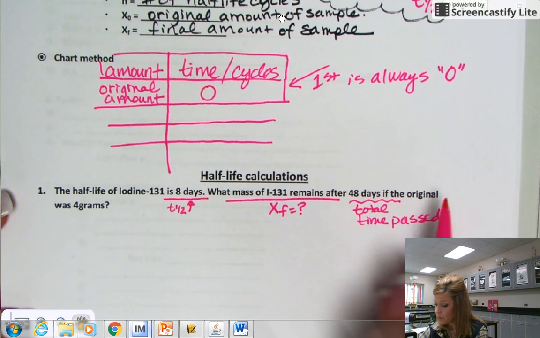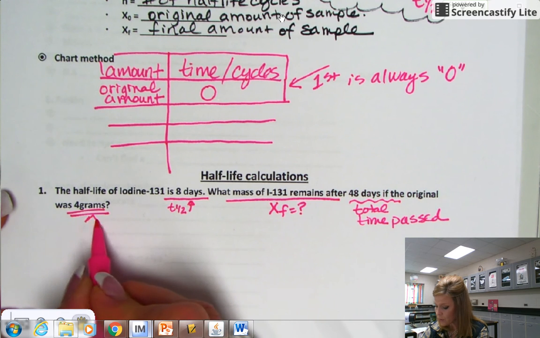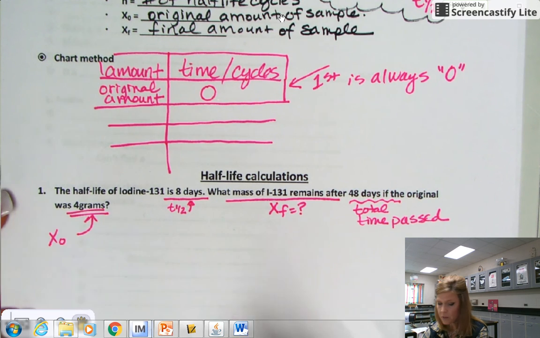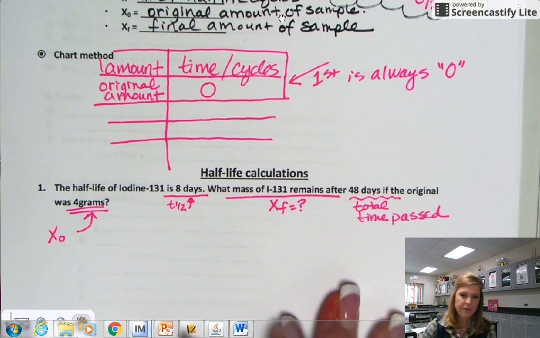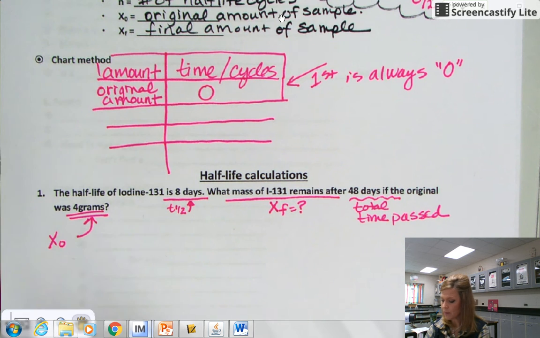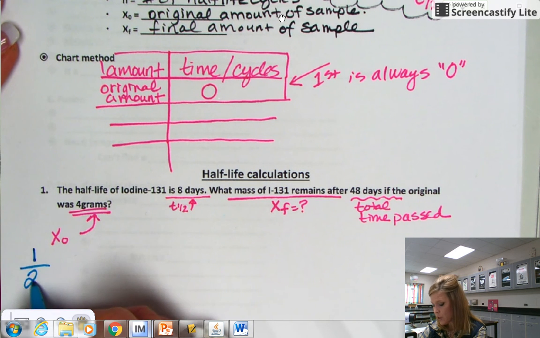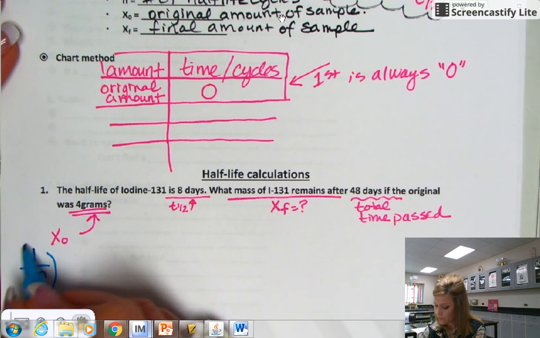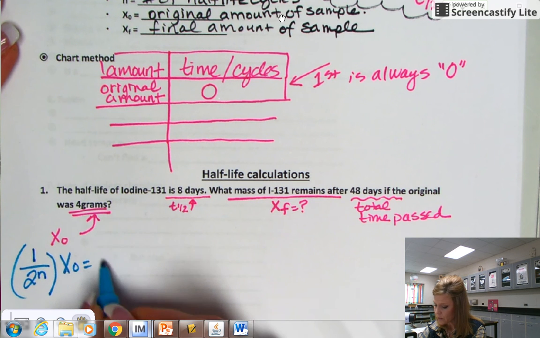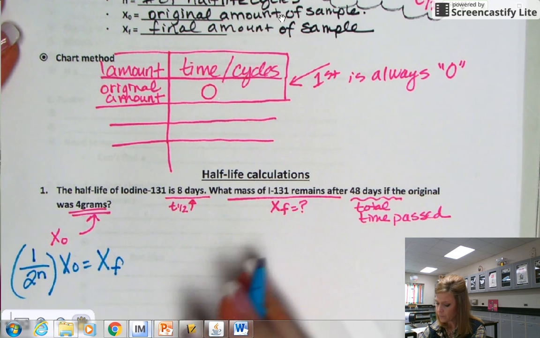Then it says if the original was 4 grams, so the original amount, this is your x sub 0. So just trying to identify our variables here. So let's use the formula method first. So remember, the formula is 1 over 2 to the nth power times x initial equals x final.